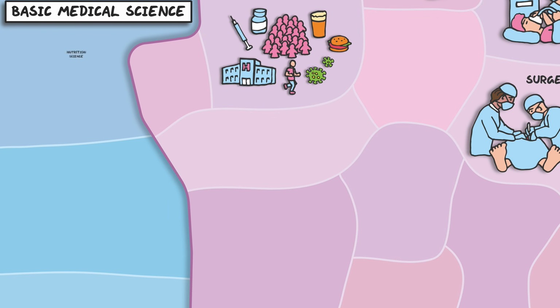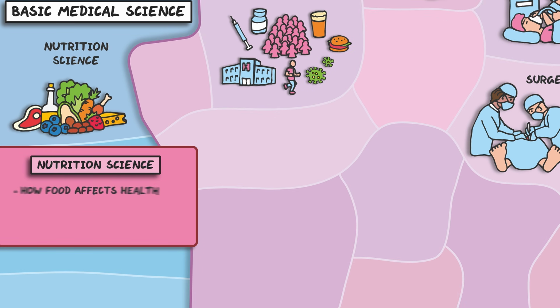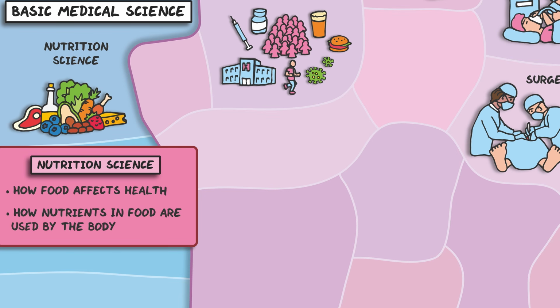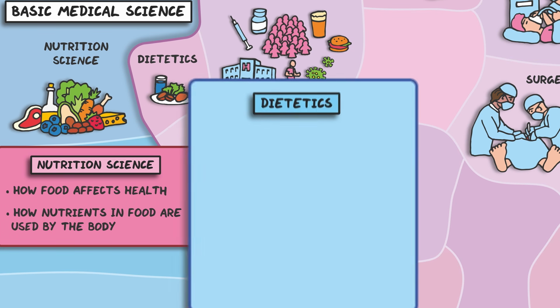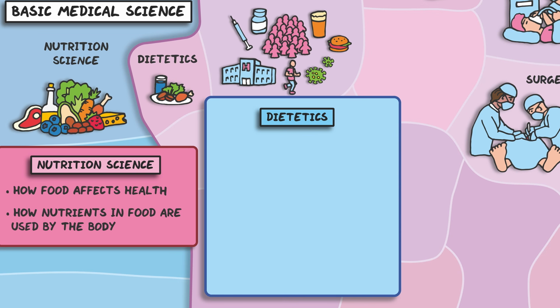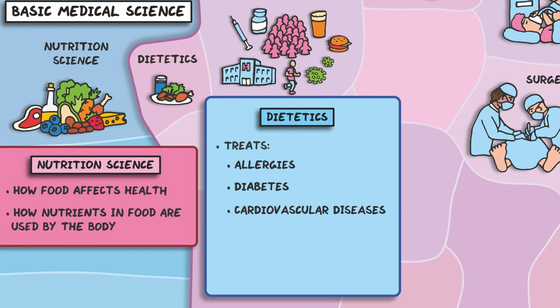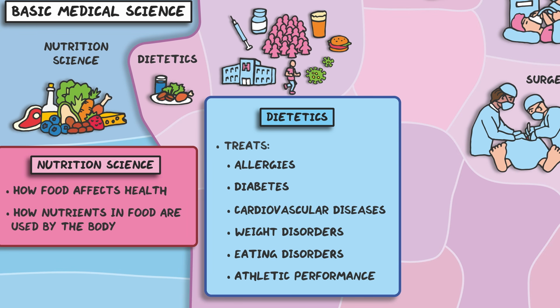This is related to nutrition science, which is the study of how the food we eat affects our health. I've put nutrition science in this section for basic medical sciences, as it's the study of the nutrients in food and how our body uses them. But there's also a practical side, dietetics, where dietitians apply nutrition science to help with conditions like allergies, diabetes, cardiovascular diseases, and weight and eating disorders, amongst others, or help athletes perform at their best.